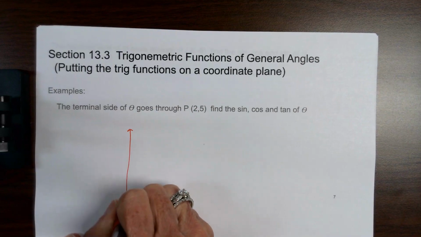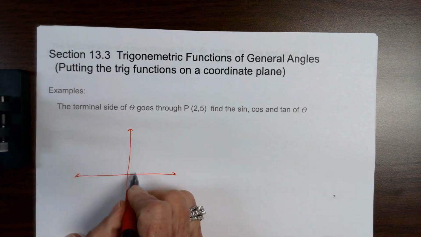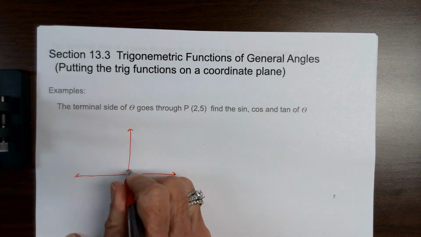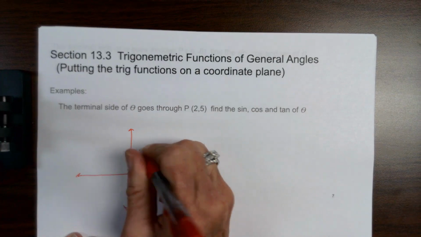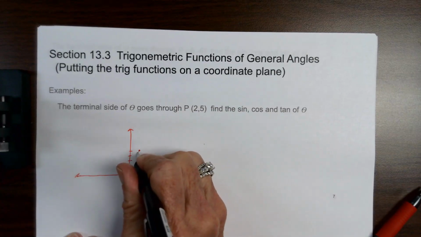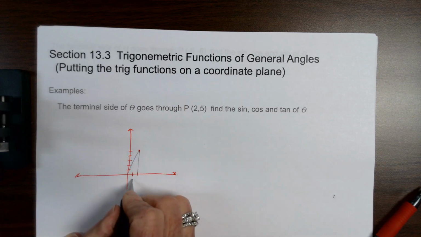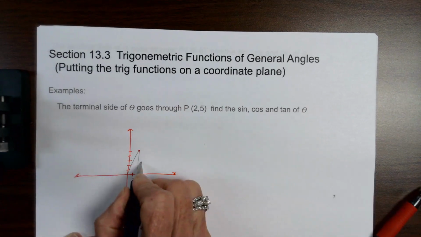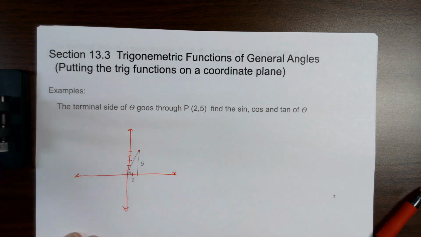So here's my coordinate plane. I have the point (2, 5), which is this point right here. Now I can make a triangle out of this. This is going to be 2, and this is going to be 5. So there, and I'm always going to stand right there at the origin.